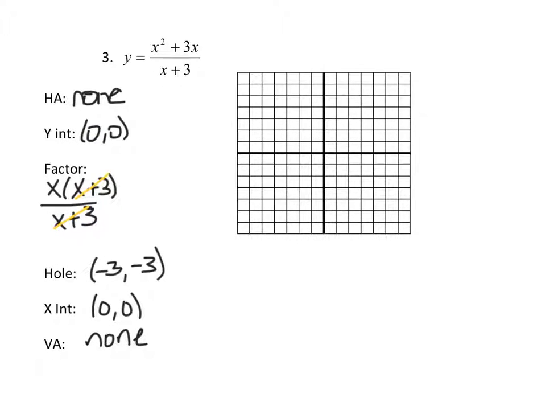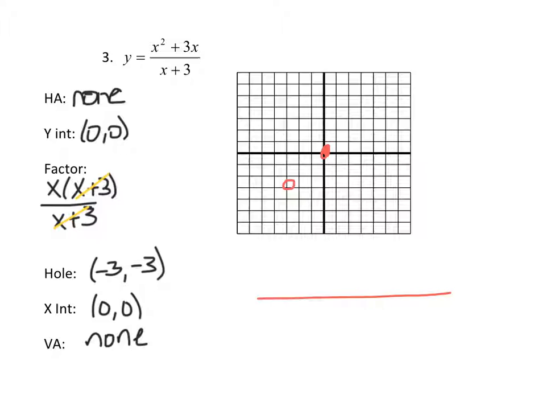And I just realized I skipped number 3. Sorry about that. Can't win them all. All right, no horizontal asymptote. Y-intercept at 0, 0. Hole at -3, -3. And no vertical asymptote, and we obviously already have our x-intercept.